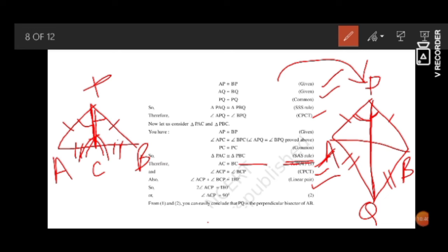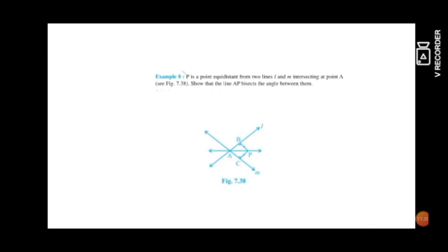So angle ACP plus angle BCP is equal to 180 degrees by linear pair. Since the angles ACP and BCP are equal, in place of BCP we can write ACP, and 2ACP is equal to 180 degrees. So angle ACP is equal to 180 by 2, that means 90. This is our second equation. So from equation 1 and equation 2, we can conclude that PQ is the perpendicular bisector of AB. So this was our first example. Now let us move on to the second example.